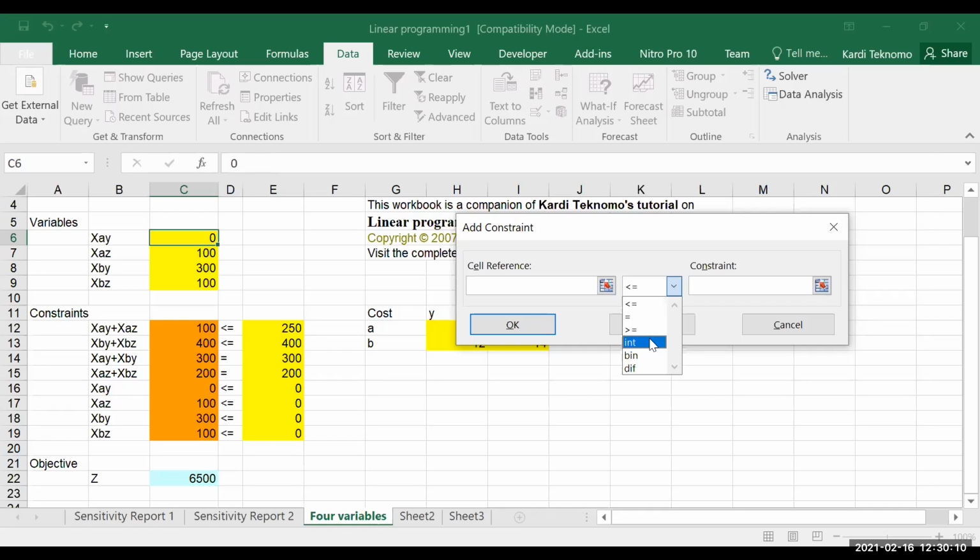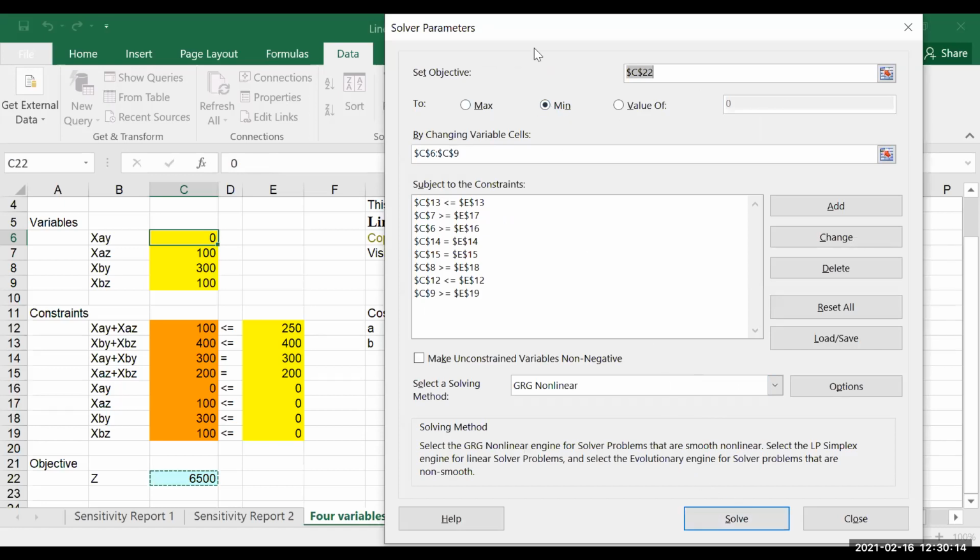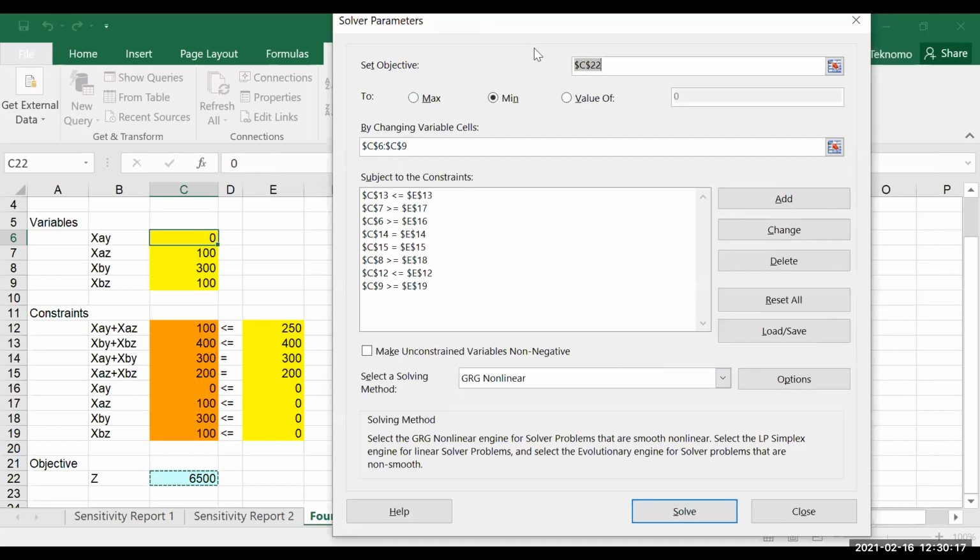Okay, so now you know how to solve everything using Excel. Again, this is just a review. You have learned all of this in OR1. This is just a review.